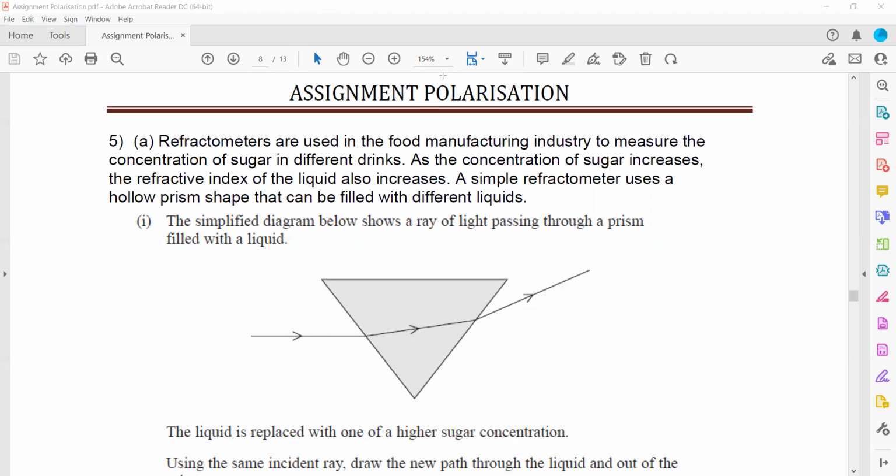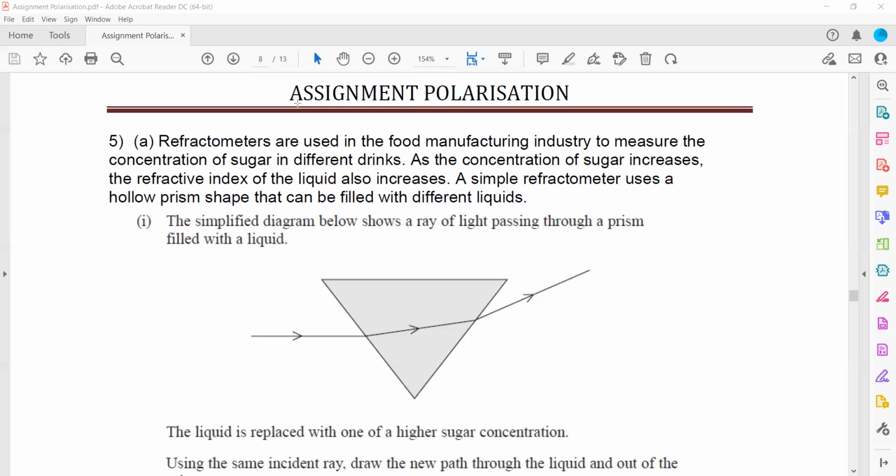So as the concentration of the sugar increases, the refractive index of a liquid also increases. A simple refractometer uses a hollow prism, like this prism is hollow, and then it can be filled with different liquids. So how can we identify the amount of sugar? If there is a high concentration of sugar, light will refract or bend towards the normal when it travels from air to glass. If it has a low concentration of sugar, then the refraction will be smaller.